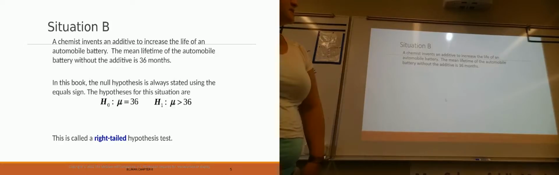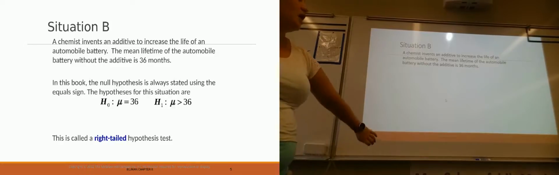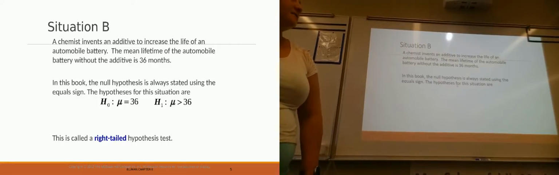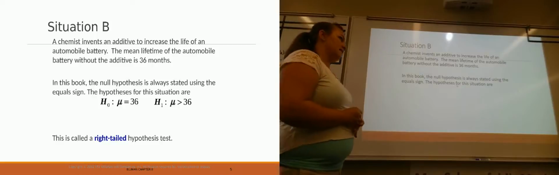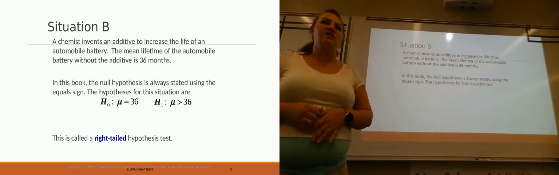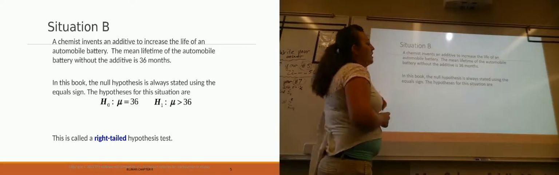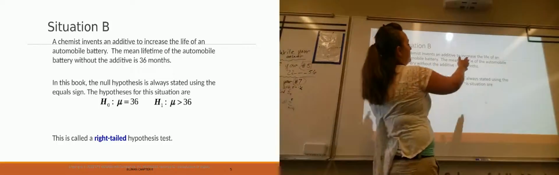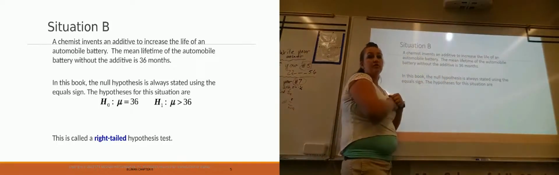Another one. A chemist invents an additive to increase the life of an automobile battery. The mean lifetime of an automobile battery without the additive is 36 months. In this book, the null hypothesis is always stated using the equal sign. I haven't actually seen very many of those where it's not the case. For this situation, you do H naught: mu equals 36, but we want to increase the life. That's what we're looking for. We're looking to increase the life.